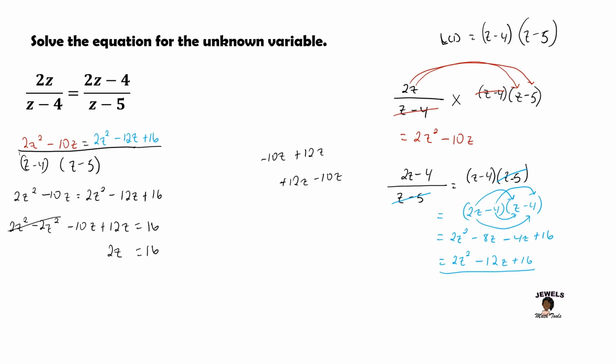And we have our 16, so I'm going to now divide both sides of my equation by my 2. My 2's will cancel, leaving me with just z. And 2 divided into 16 will leave us with 8. So my z is equal to 8.